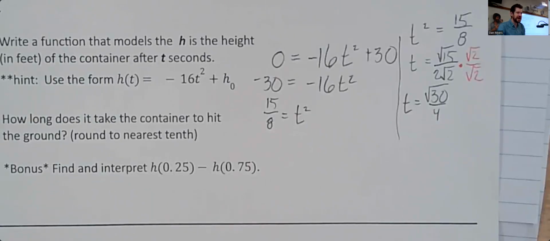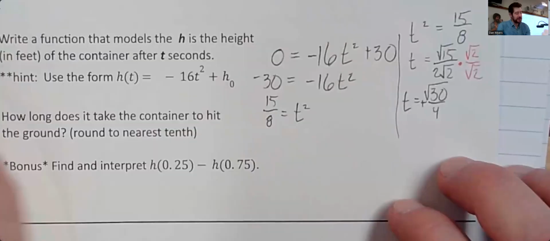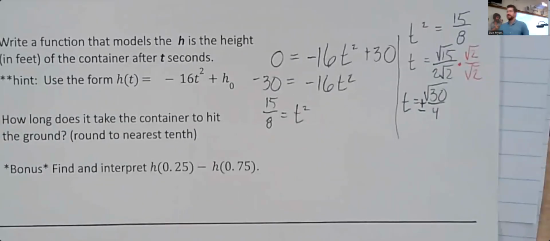Are there any perfect square factors of 30? 4, 9, 16, 25. That would work for 32. So it doesn't look like it. I think radical 30 is what it is, root 30. Root 30. Oh, okay. And plus or minus. Don't forget the plus minus.